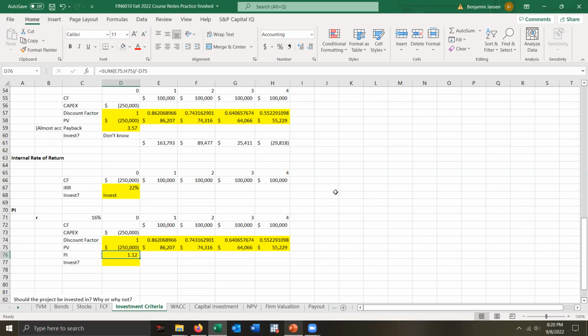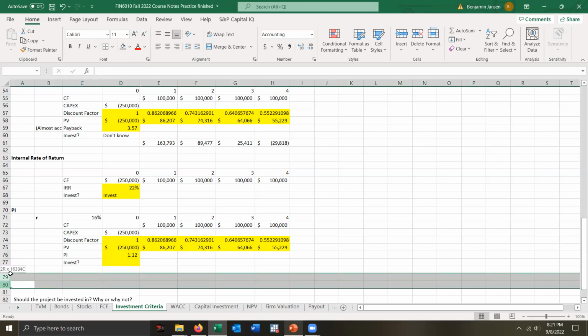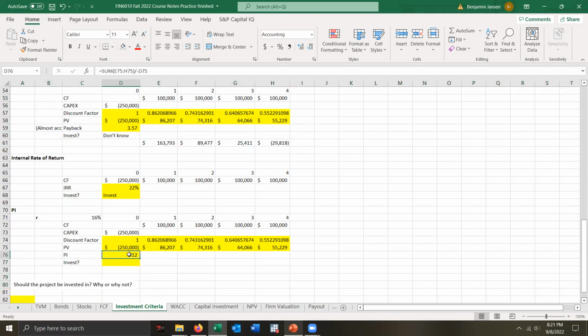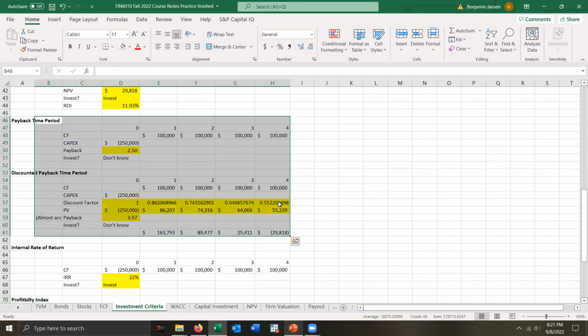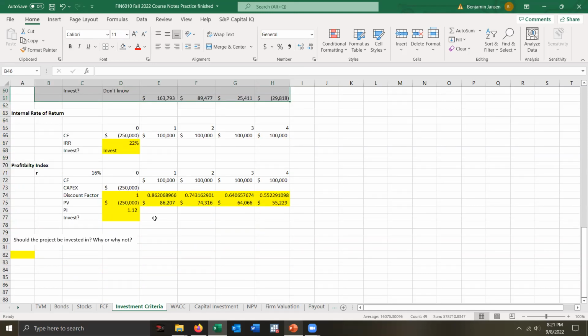So should we invest in this or not, based on the profitability index? Is this a trick question again? Arbitrary? Yes. Oh, okay. Yes. So what is the decision criteria with profitability index? As long as it's greater than 1. So the only one with the trick question there is the payback time period one. That's the only one that is arbitrary, and we don't have a strict decision criteria.